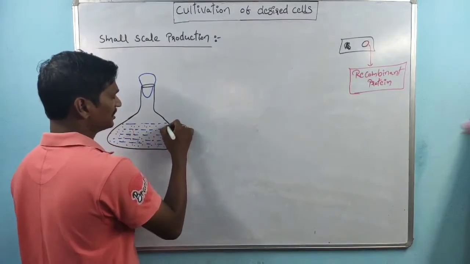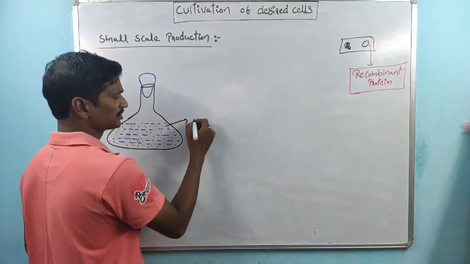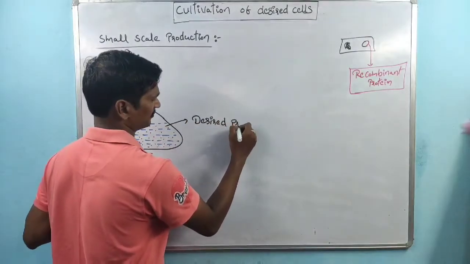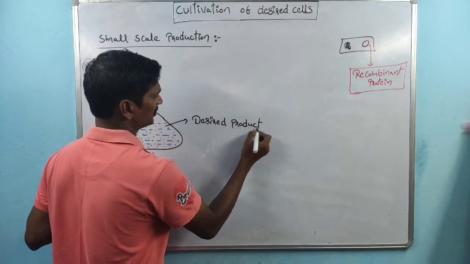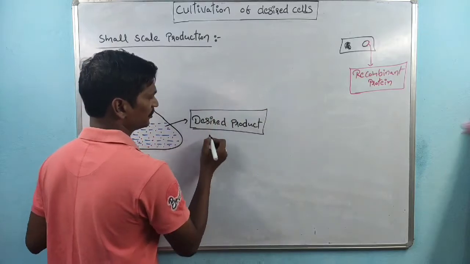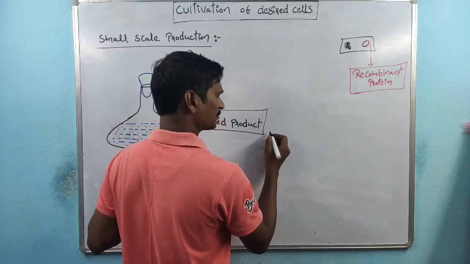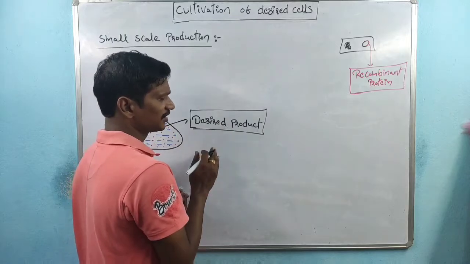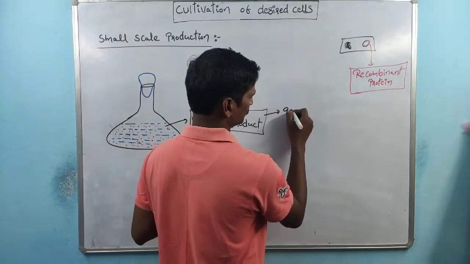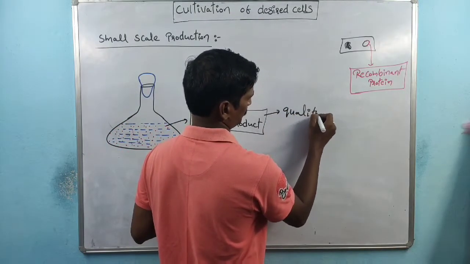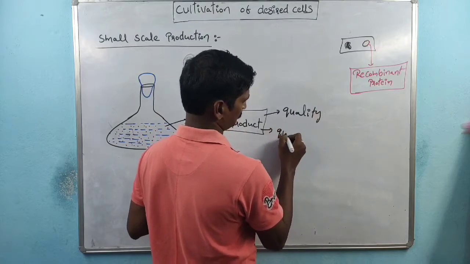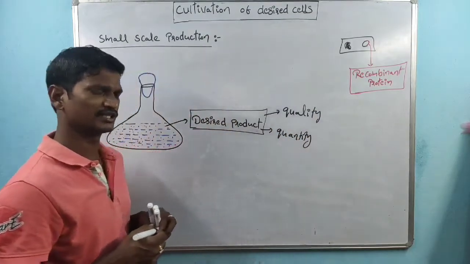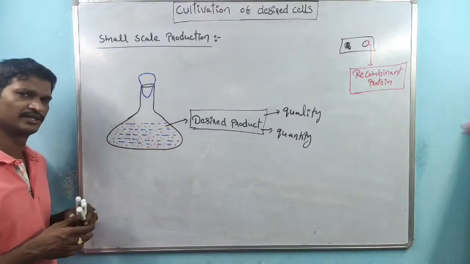These are the recombinant cells. The recombinant cells produce the desired product, produced by the bacteria cells. And that desired product's quality and quantity, both are checked.